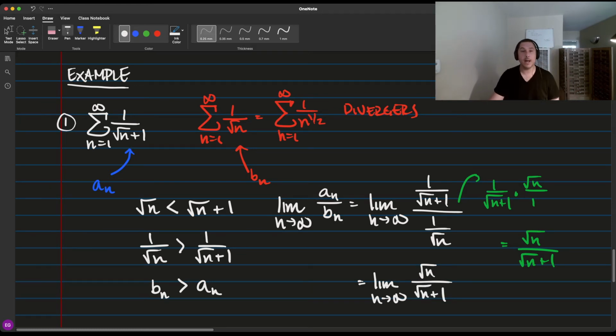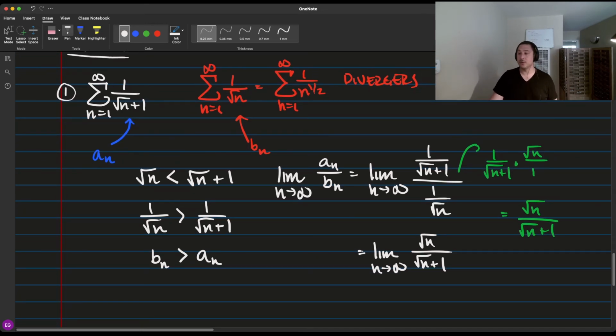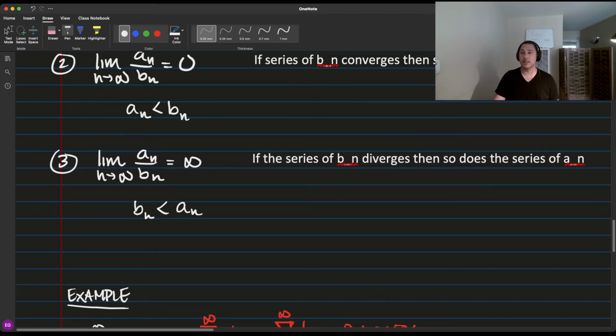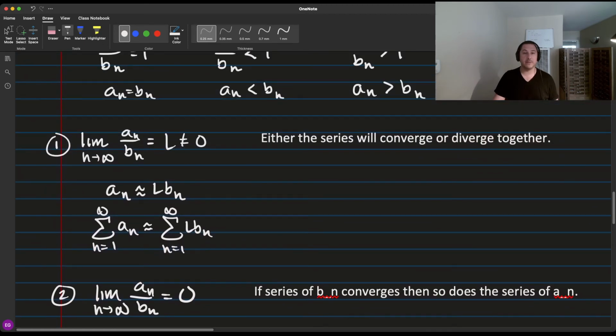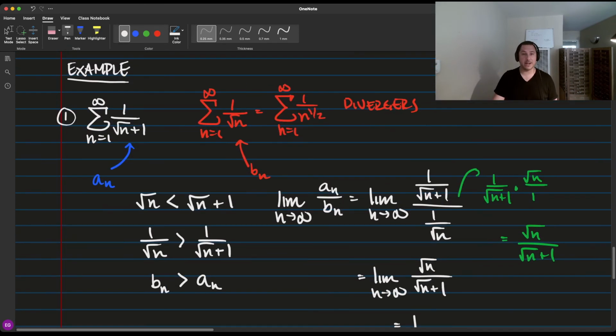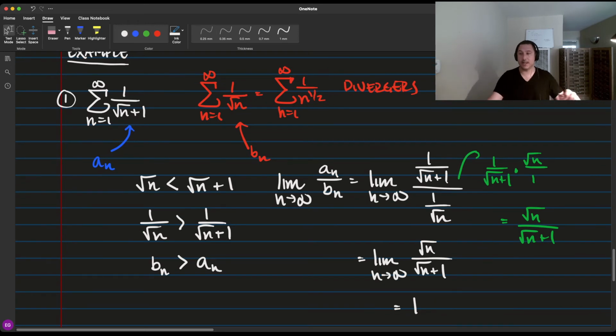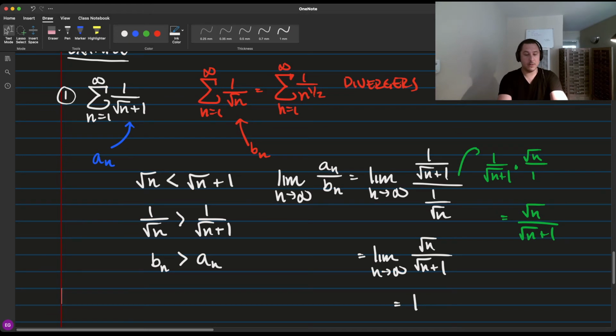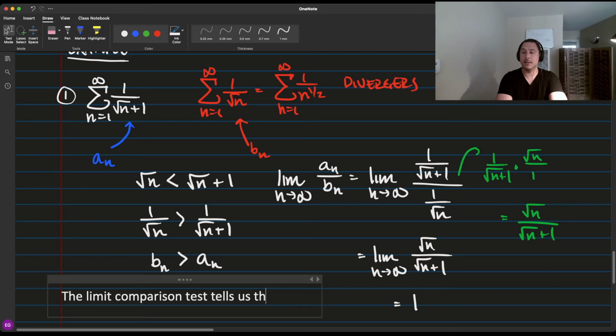So we get the limit as n goes to infinity of square root n over square root n plus 1. Using L'Hopital's rule, you find very quickly that this is equal to 1. We were told that according to the limit comparison test, if the limit of the ratio equals 1, they either converge or diverge together. We know that b_n diverges, so must a_n. So the limit comparison test tells us that our series diverges.